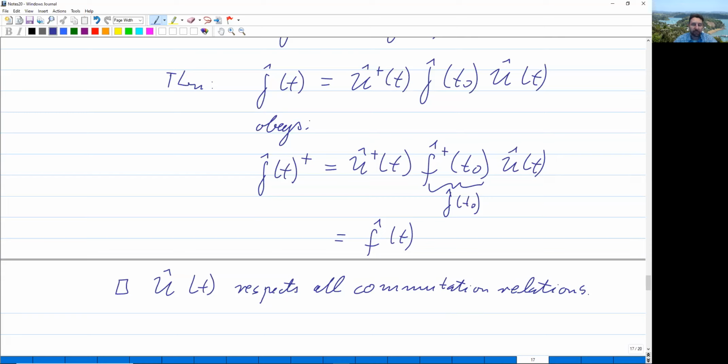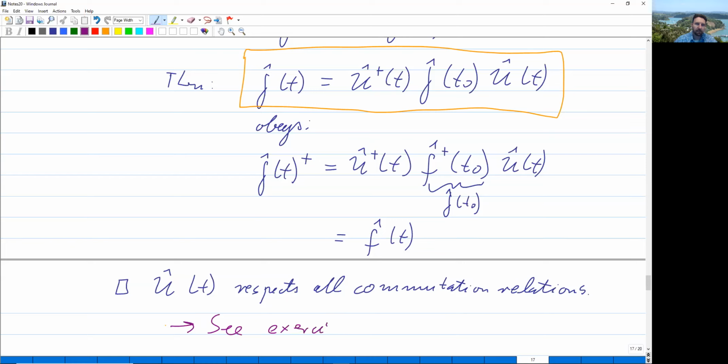No matter what the commutation relations are at the initial time, the time evolution operator, which does this job, respects the commutation relations. The same commutation relations that two operators obey at the early time, they will also obey at the late time. And this will be an exercise, to prove that this is the case.